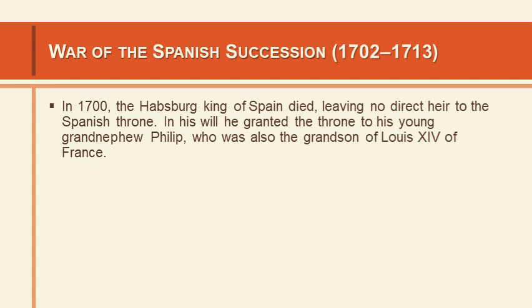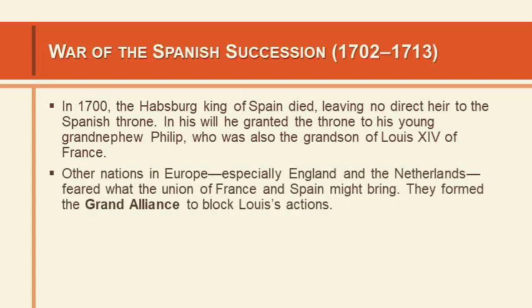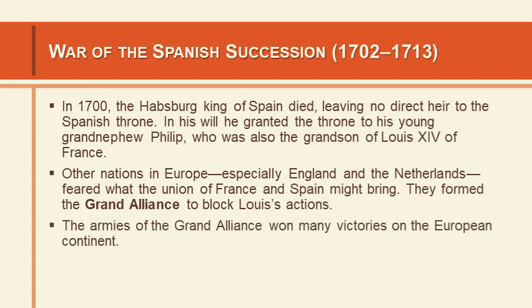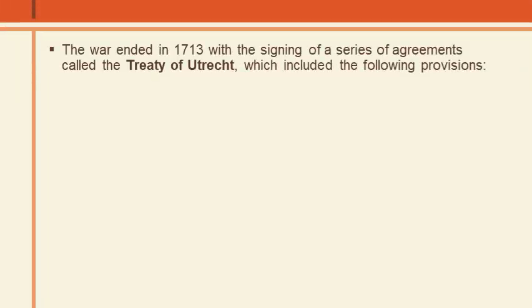So he sees an opportunity, and the other nations of Europe are fearful of this. England and the Netherlands are fearful of this union that's going to come about, so they form the Grand Alliance. And the armies of the Grand Alliance are largely successful in stopping it. Even though Louis had this large army, he doesn't appear to have the best generals. So they win at Blenheim.